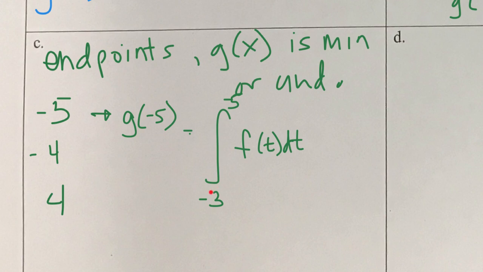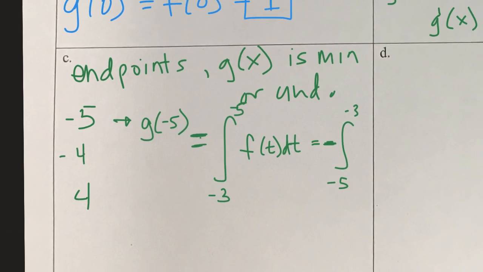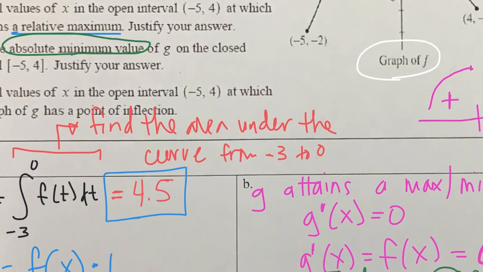Now, notice that the lower limit is greater than the upper limit, okay? Which shouldn't be a problem for calculus students, because we know that we can flip this around and just make the area negative, right? So this is the same as the negative of the area from negative 5 to negative 3. Okay, so don't be too concerned that the lower limit is greater than the upper limit. Okay, just make the area negative. So remember, this is the area under the curve. So let's look from negative 5 to negative 3.